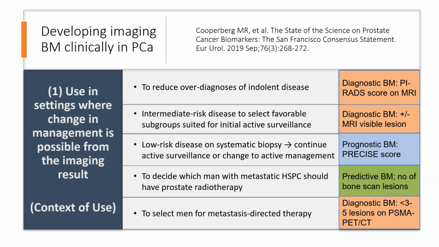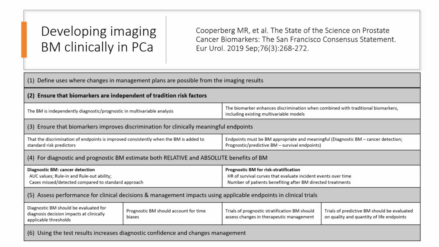This turns out to be a diagnostic biomarker where if you have less than 3 to 5 lesions on a PSMA PET-CT scan, you have a survival advantage with metastasis-directed therapies. So condition 1 is used where imaging in management is possible from the use of the imaging result.